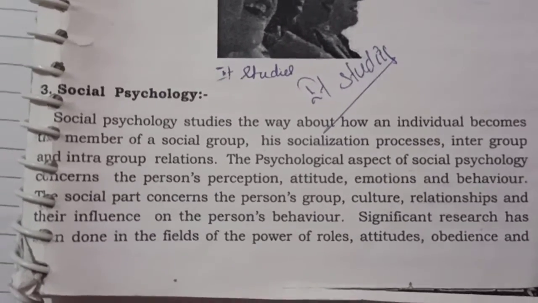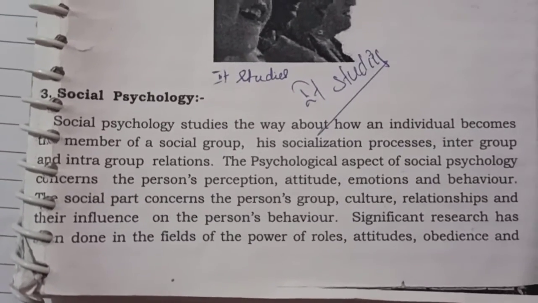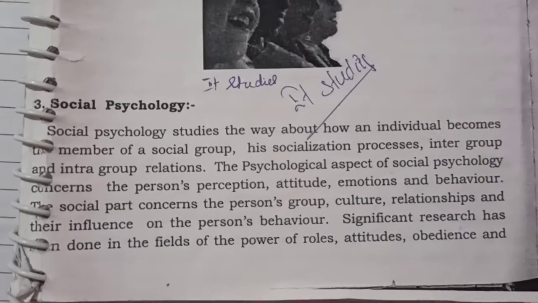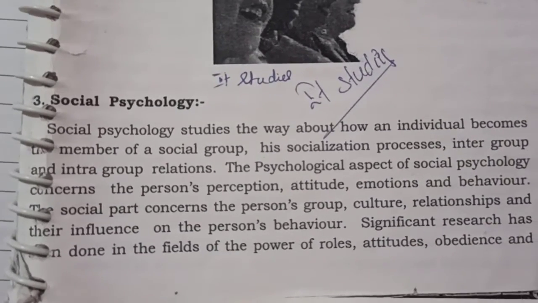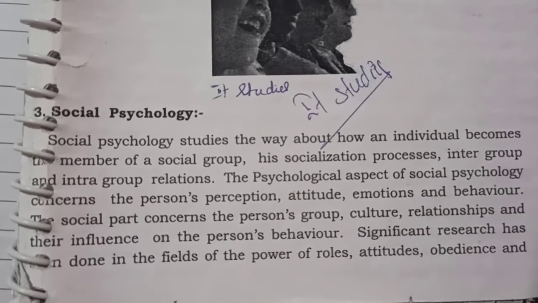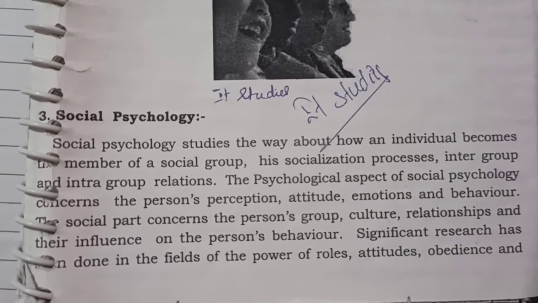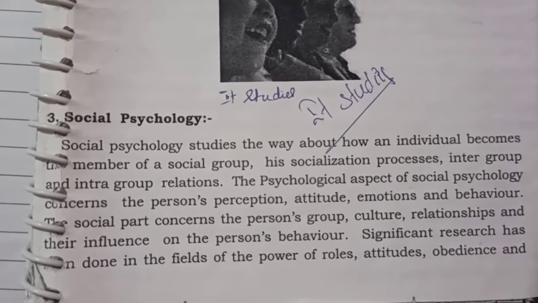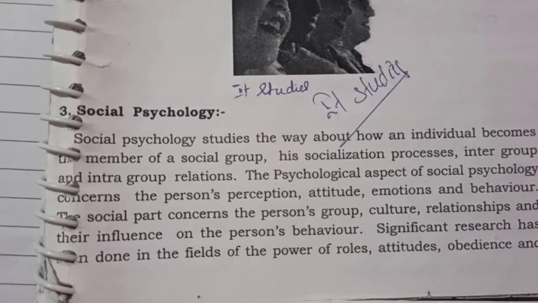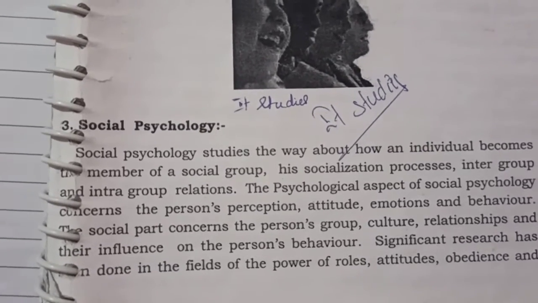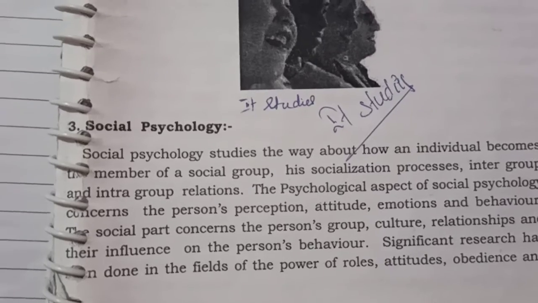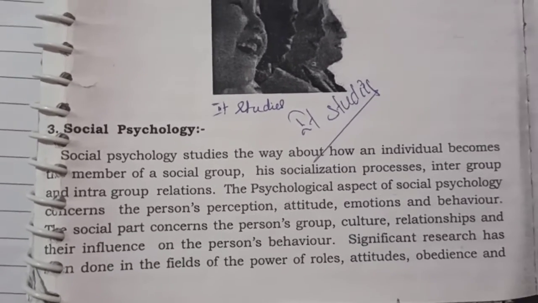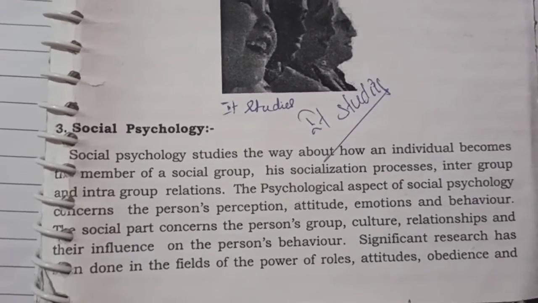Okay, so the third one is social psychology. Social psychology studies how an individual becomes a member of a social group, his socialization process, intergroup and intragroup relationships. Okay, so social psychology is about society, environment, how you deal with people. So here it is about how an individual becomes a member of a social group.